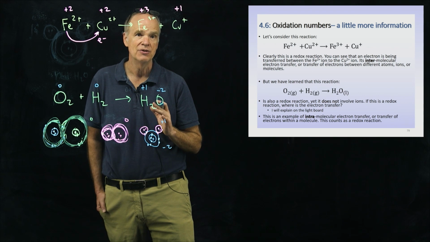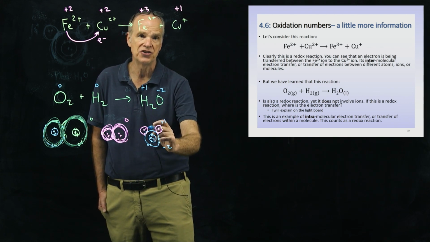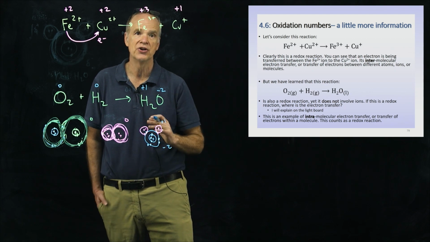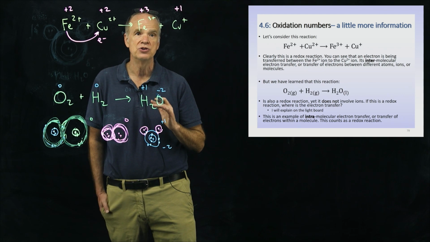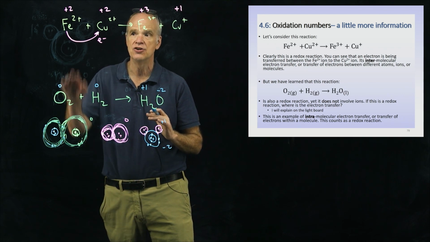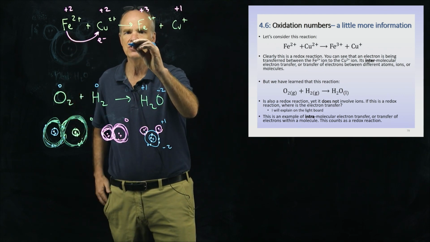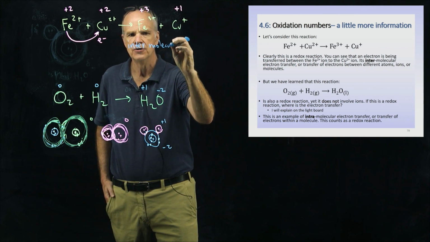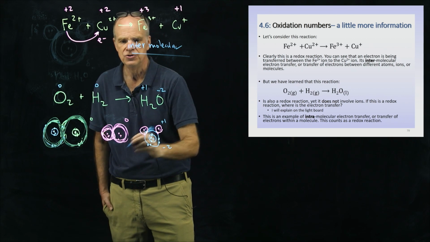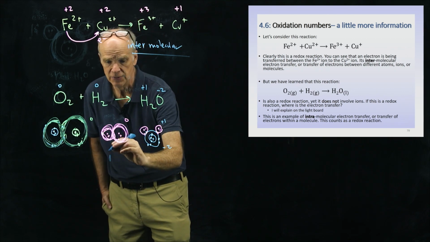So there is movement, there is transfer of electrons. It's just within the molecule. And so this is called intramolecular electron transfer. So you can have redox reactions either by intermolecular electron transfer, or you can have redox reactions from intramolecular electron transfer.